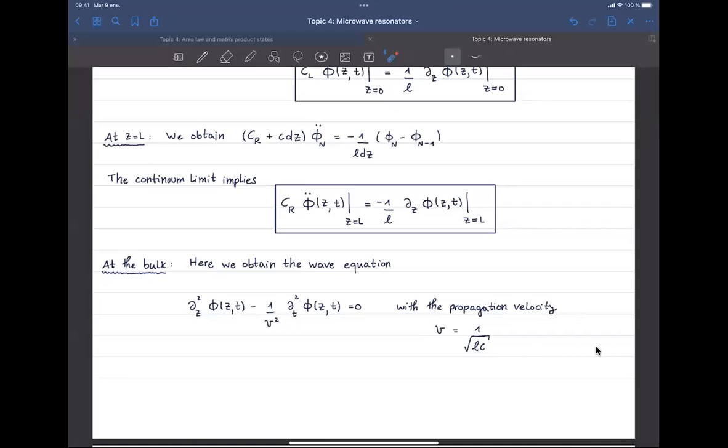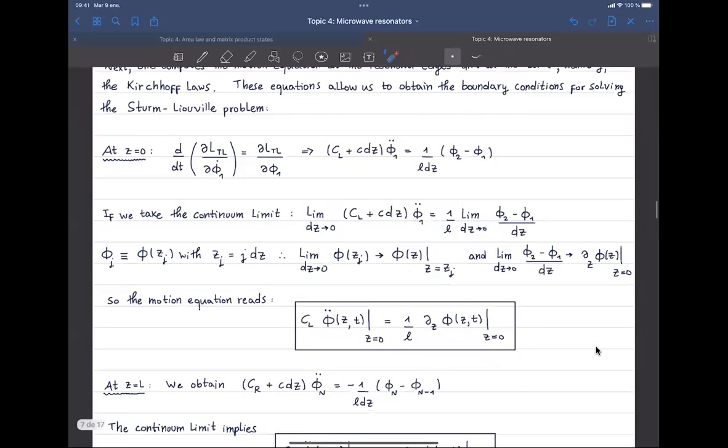Hello, everyone. This time we continue with our discussion about coplanar waveguide resonators. So, in particular, let me share the iPad. Essentially, what we want to do here is continue discussing the lecture notes that I provided.